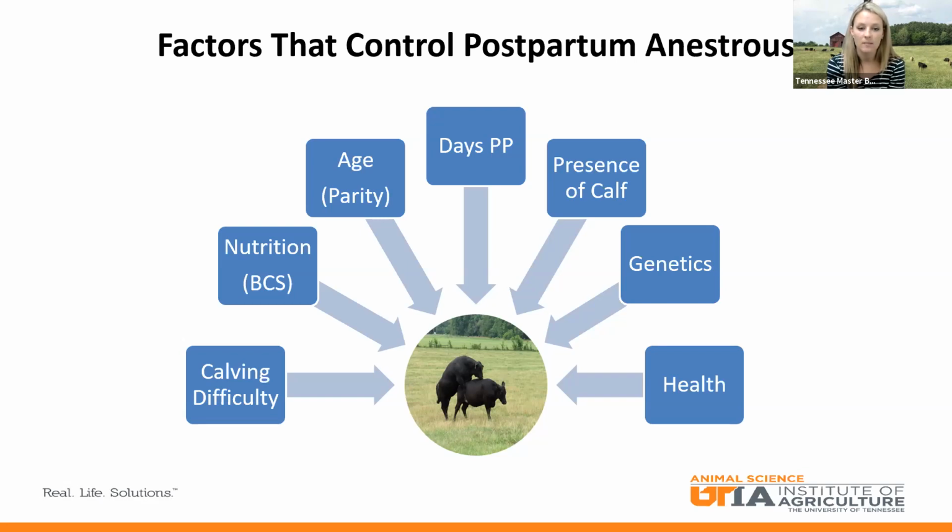Like we just said, she's got that period of non-cyclicity after she has a calf, when she's trying to regulate back her hormones after that huge exposure to progesterone. Her uterus is trying to get back to a normal size. All of that. So a lot of factors control postpartum anestrus and really influence how long it sticks around in the cow herd.